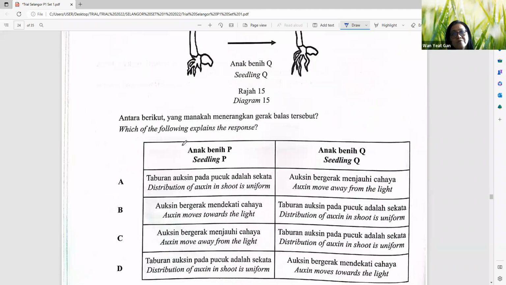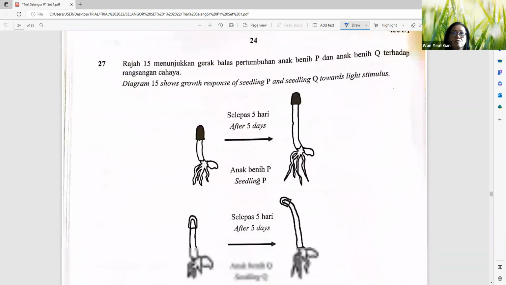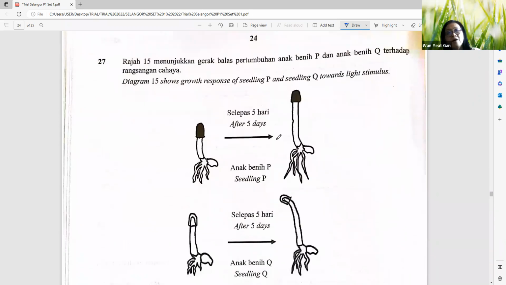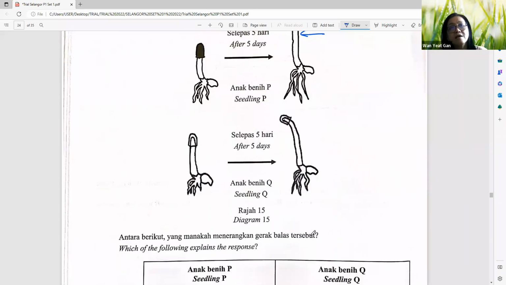Number 27, which of the diagrams here shows the growth response of P and Q towards light stimulus? Which of the following explains the response? Okay, so let's look at the response here. Now, after 5 days, you find that even though it's covered by a black cap, it still grows, increasing in height. And the seedling that is covered by a transparent cap still grows, but it moves in the direction of the light.